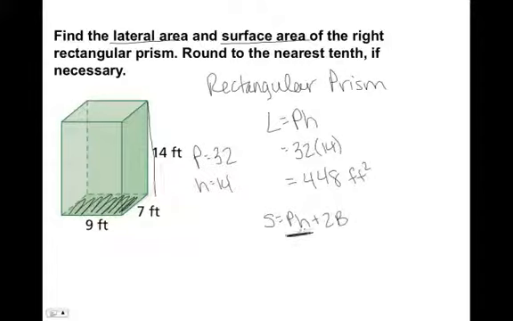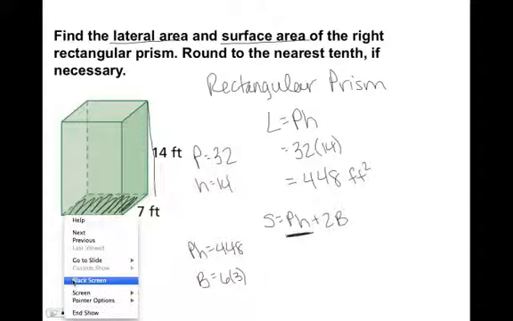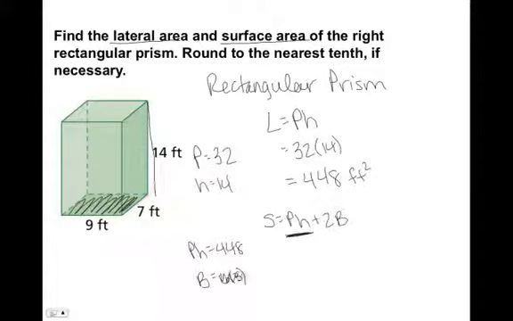Now for the total surface area, well, notice we already found this. So we're just going to put that together because we already know that's 448 feet. And then we need to find this area of the base. Well, area of the base here is base times height. Excuse me, I was doing 9 times 7 and got 63. Let's try that again. How about 9 times 7, which is 63? So when we substitute in, we have 448 plus 2 times 63.